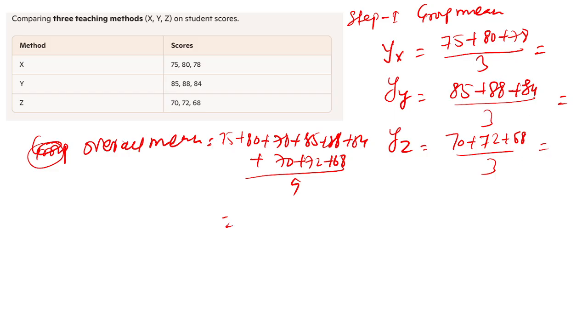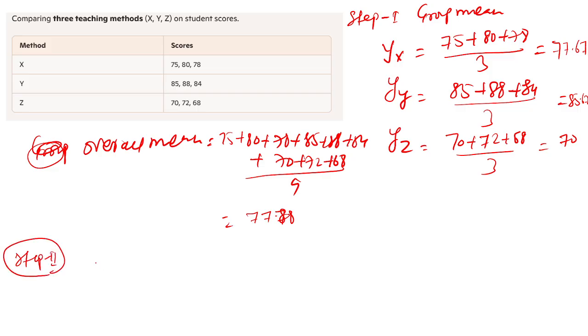75 plus 80 plus 78 is 233, divided by 3, and I think it will become 77.67. This will become 85.67. This will become 70, and the overall will become 77.78. Okay, so what is the second step?